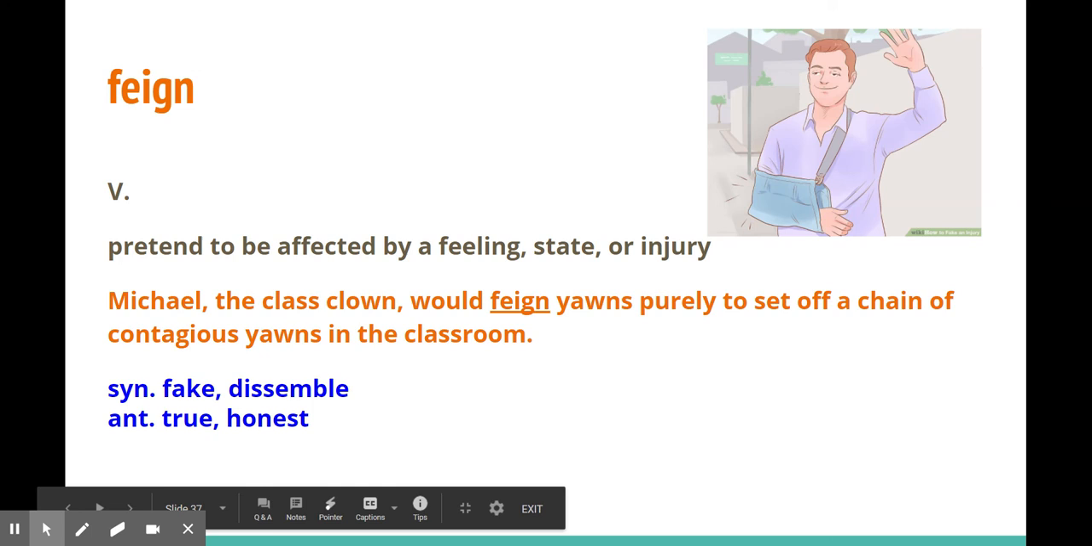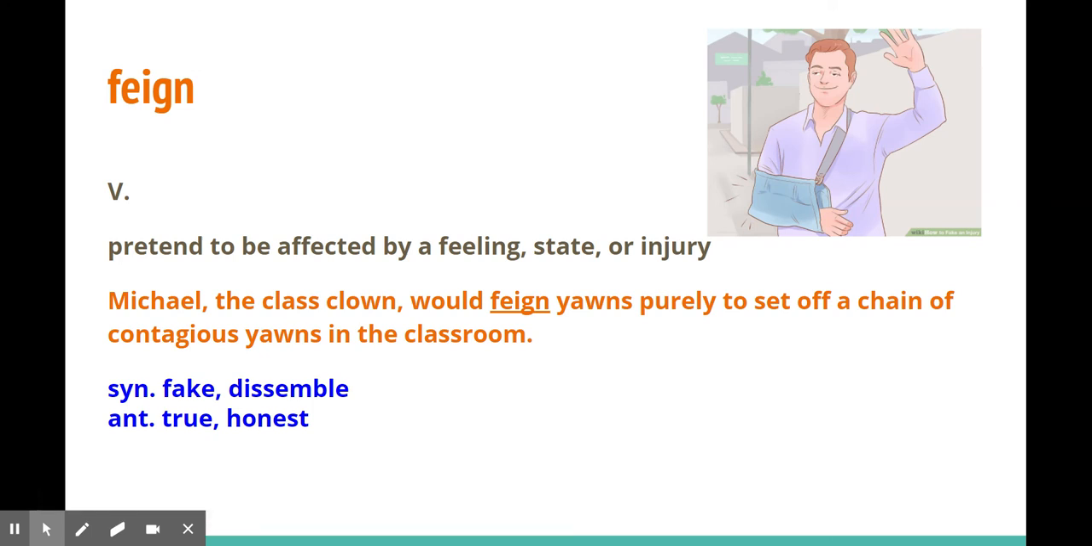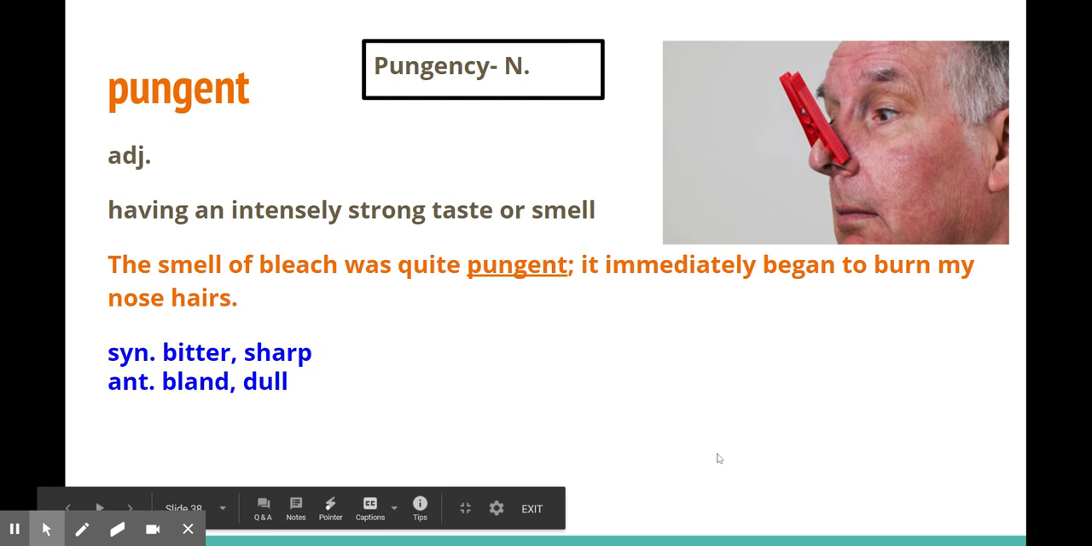Feign. Feign is a verb, an action word that means to pretend to be affected by a feeling, state, or injury. So essentially, it's when you are pretending to be hurt or sick or not feel well. Michael, the class clown, would feign yawns purely to set off a chain of contagious yawns in the classroom. So essentially, it means to pretend. Synonyms: fake or dissemble. Antonyms: true or honest. So you might feign an injury if you don't want to run the mile in PE. Okay, feign.